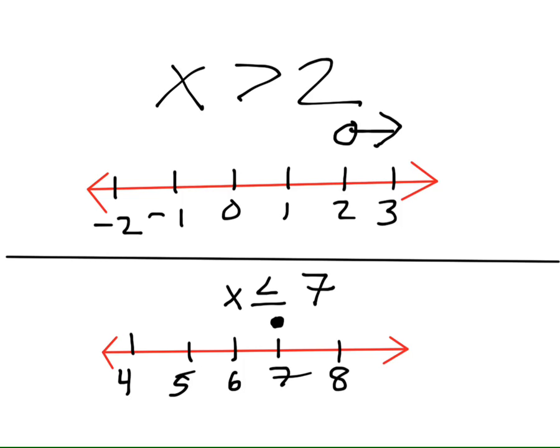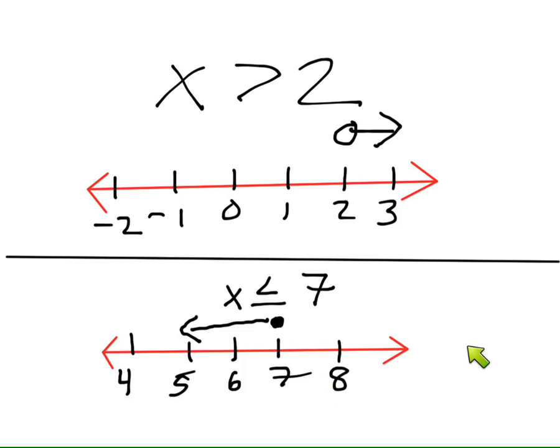Okay? And then let's just test the problem. Would 6 work here? No. Would 6, when I plug it in for x, is 6 less than or equal to 7? Yeah, it is, right? Would 5 work? Is 5 less than or equal to 7? Yeah. Would 4 work? 4 less than or equal to 7? Yes. All the numbers on this side make that true.